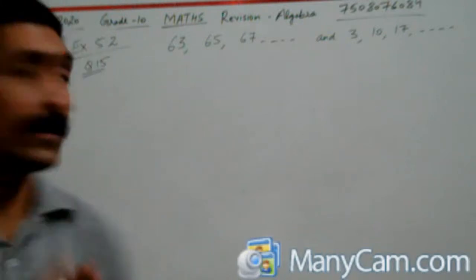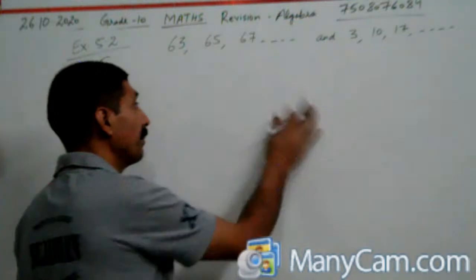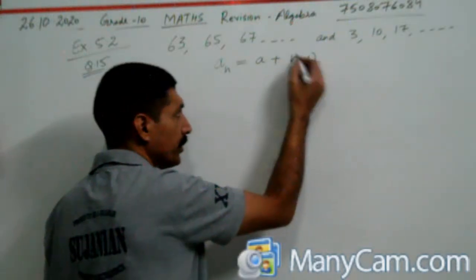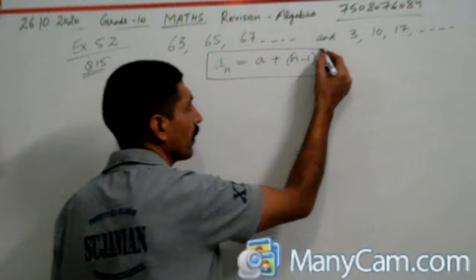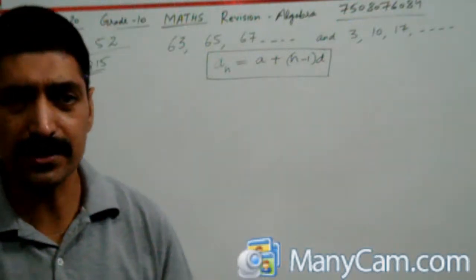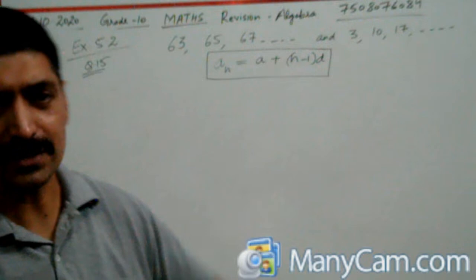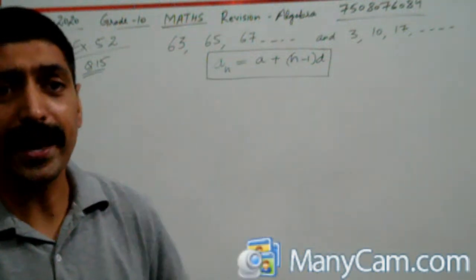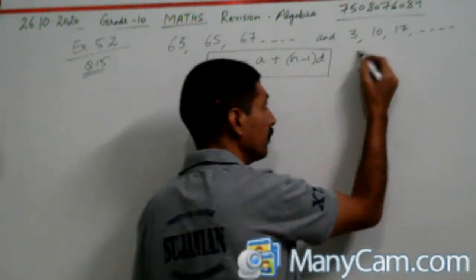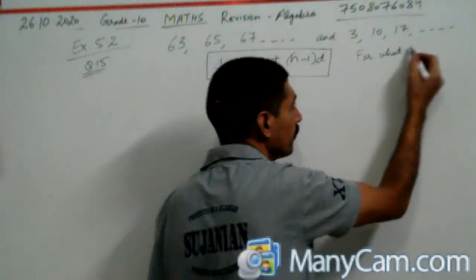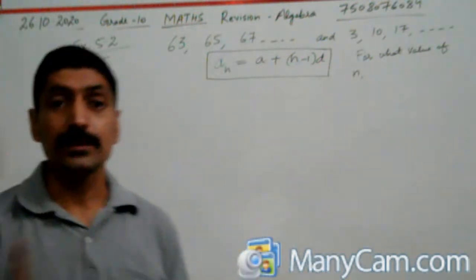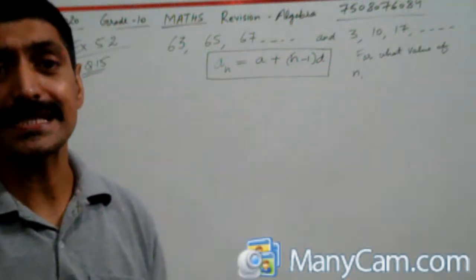Okay, thank you. So here we will apply one formula, that is the nth term of AP, that is a plus n minus 1 into d. Right? Now in these two APs, they have the first term and the common difference, because APs are given. The question is for what value of n the terms in both APs have the same value.